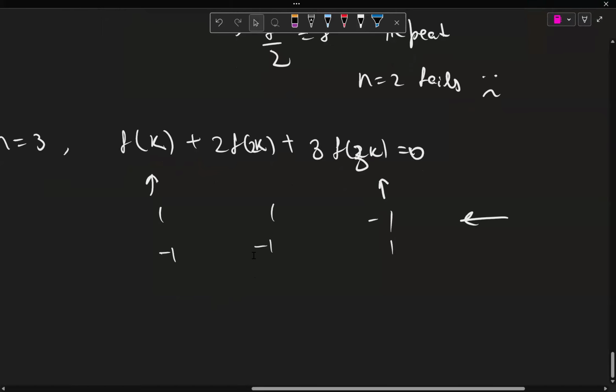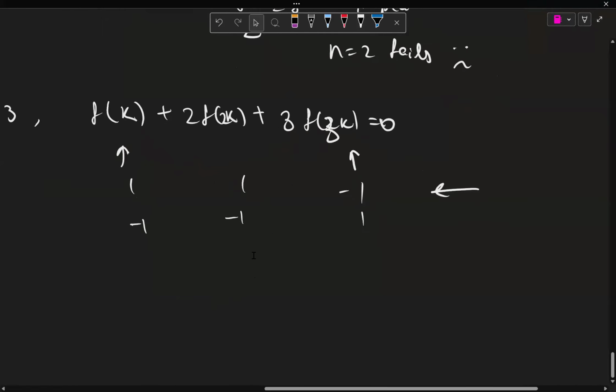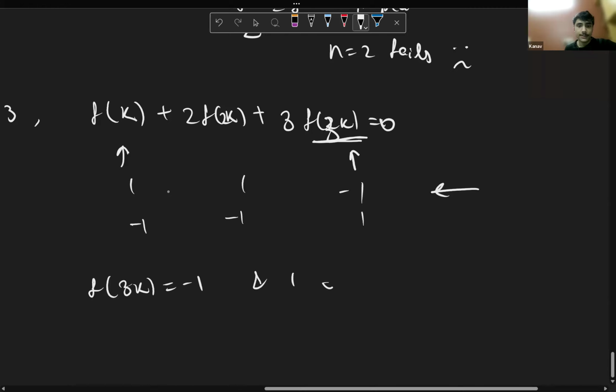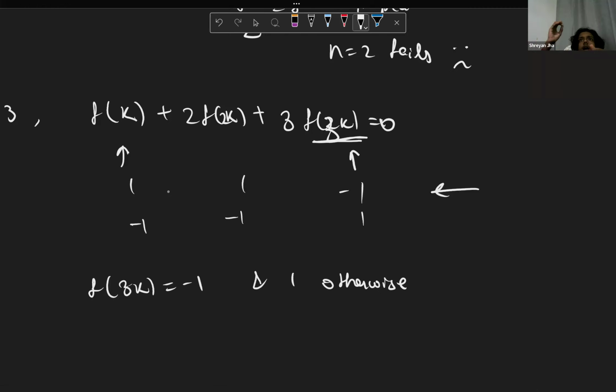Like you could take 2f of k is negative f of k mod 3 and then try to do some CRT, I guess. No, wait. Okay, so mod 3, what do you want to ensure? Let's slow down. Mod 3, you want to ensure that these numbers are minus 1. So one idea for f is f of 3k is equal to minus 1 and 1 otherwise. We can just progressively generate it like this. For any number which is not divisible by 2 or not divisible by 3, put anything.